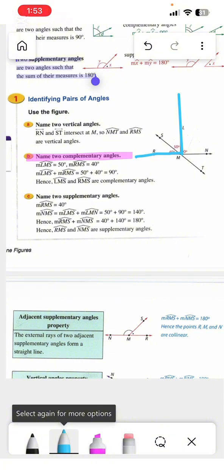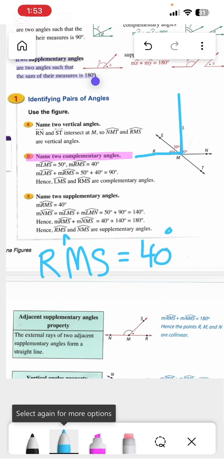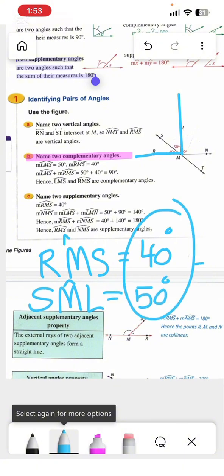Angle RMS equals 40 degrees. And angle SML, or LMS, doesn't matter, is 50 degrees. If I add these two together, don't I get 90 degrees? Yes, that means angle RMS and angle SML are complementary angles. And it is written here, so obvious for you.